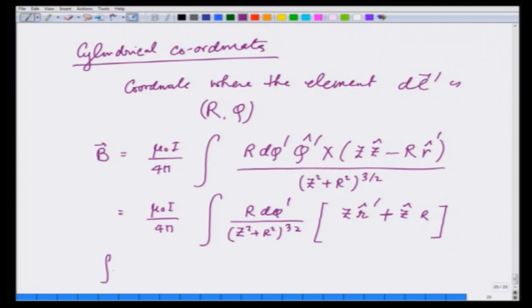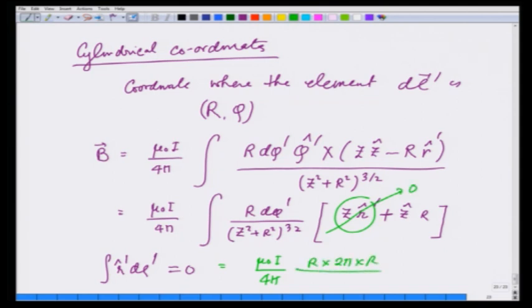Now, the integration of r prime d phi prime is 0, because the r prime vector has cosine phi prime and sin phi prime, and the other integration gives you 2 pi. Therefore, the final answer comes out to be mu 0 I over 4 pi; this first term, as I already said, gives you 0, and the second gives r times 2 pi times r over r square plus z square raised to 3 by 2, same as before.